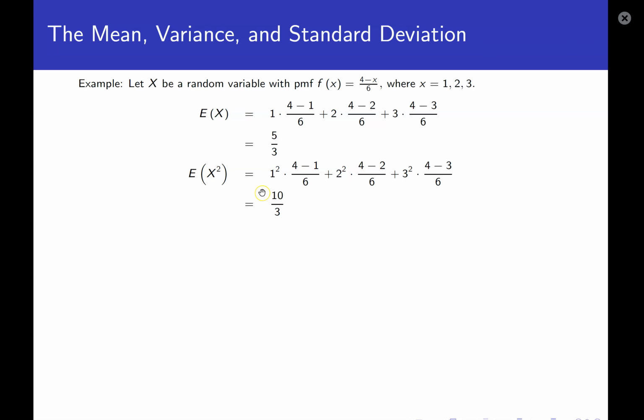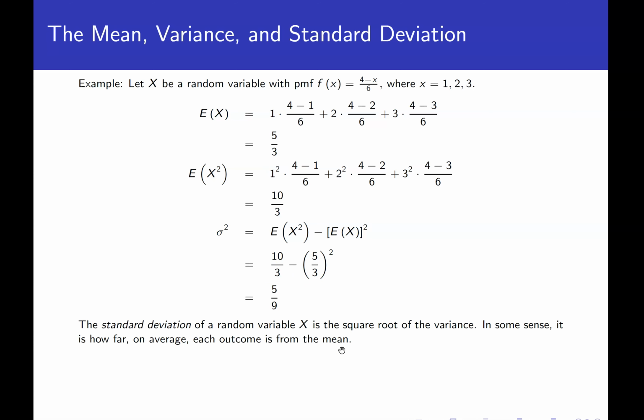Let's now do the expected value of X squared. Well, do the exact same computation except squaring each individual x. You'll get 10/3. Now if we use the formula we just came up with on the previous slide, the variance is the expected value of X squared minus the quantity expected value of X, squared. Plug in our values and we get 5/9.